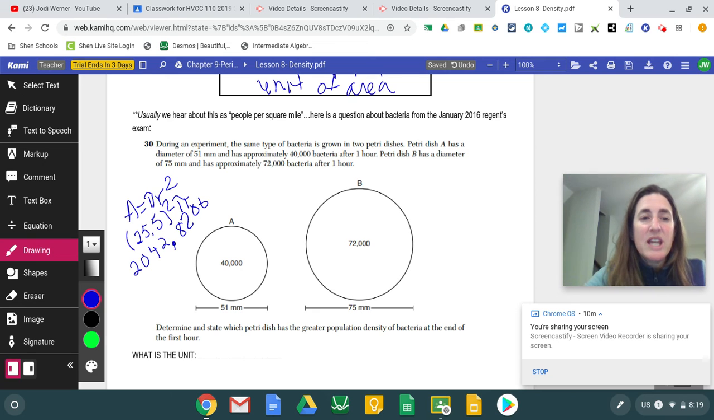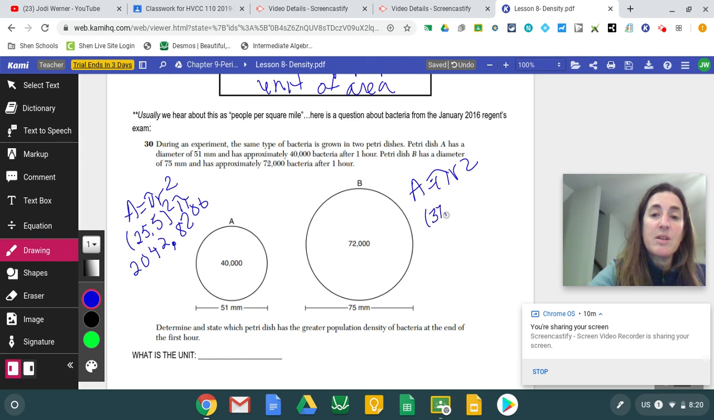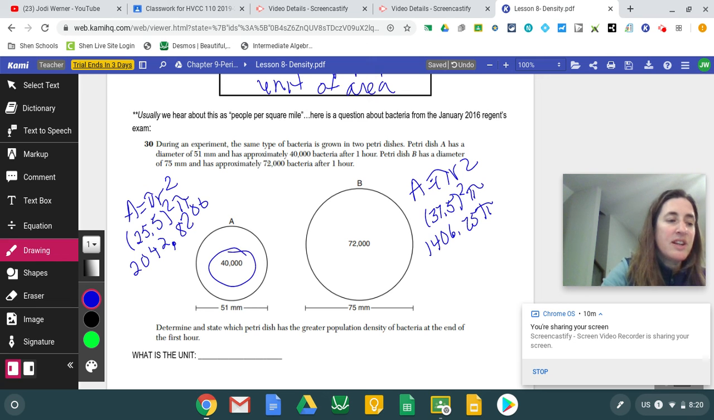Then I'm going to look at the area of the other dish. I've got pi r squared again, and the diameter is 75, so now my radius is 37.5. 37.5 squared times pi gives me around 1406.25 pi.